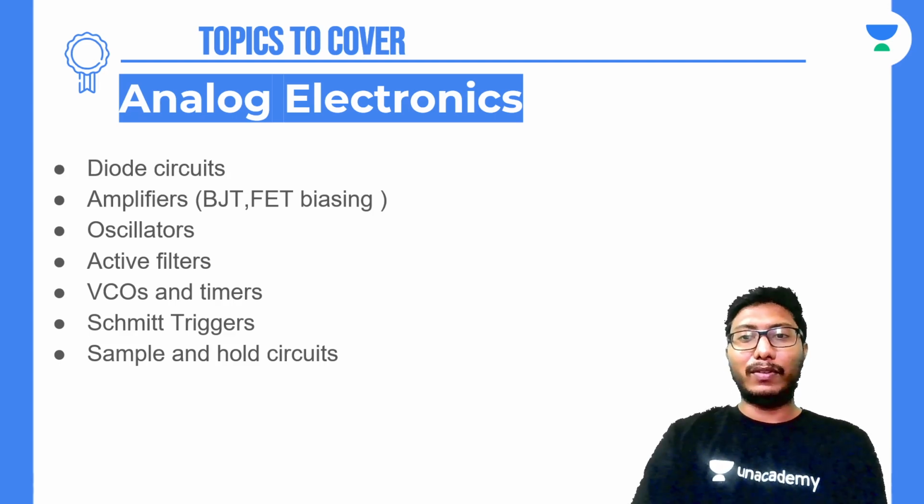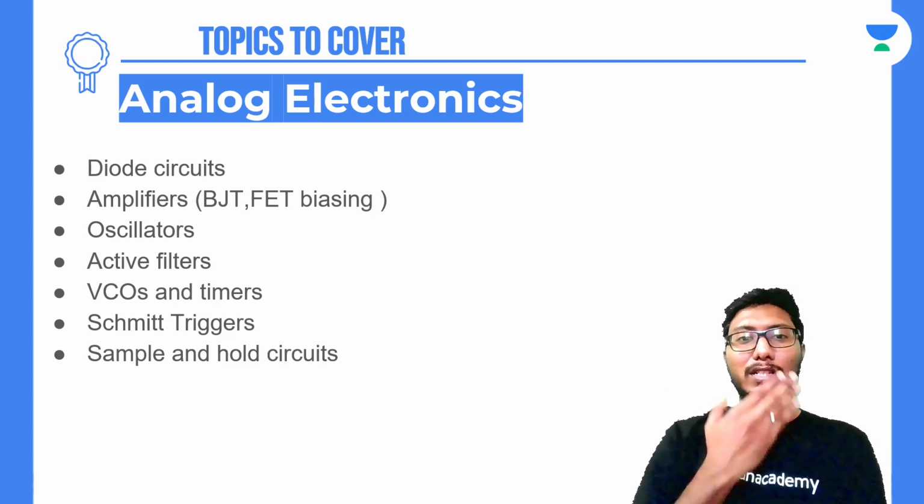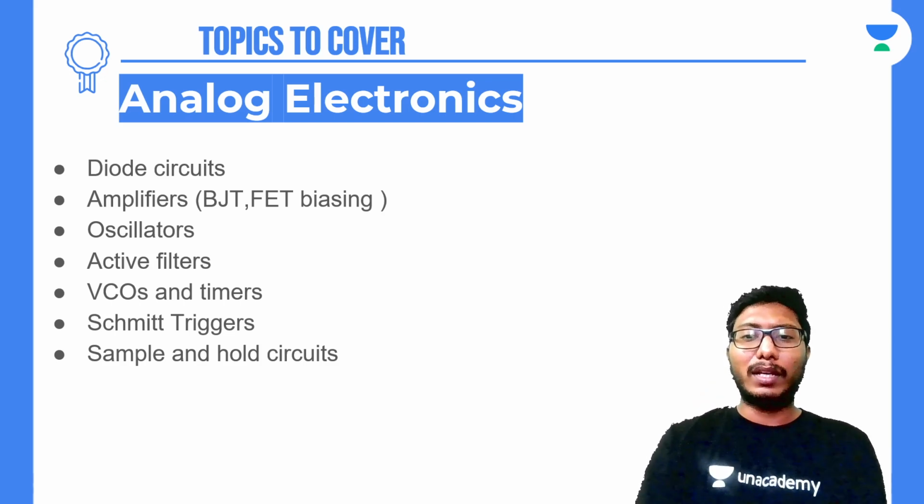For FET amplifier, you need to pay attention to the quiescent voltage and quiescent current, and from there you will be solving for transconductance and output resistance, and from there you will be solving for output gains and all. So this is about amplifiers.